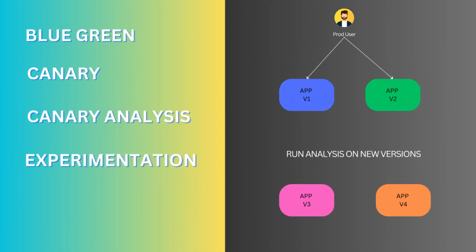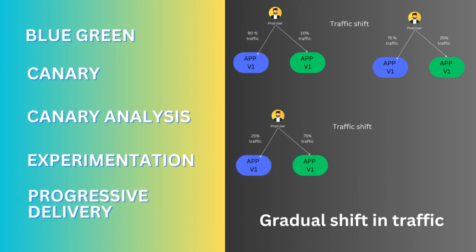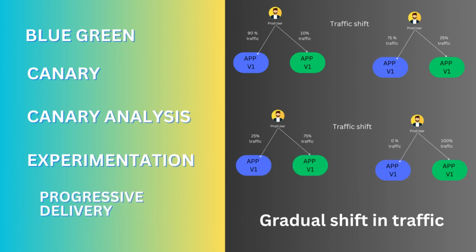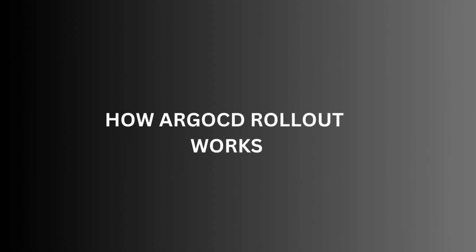ArgoCD Rollout provides configuration resource definitions using which a new version of the application can be deployed without affecting any existing user base. ArgoCD Rollout allows gradually rolling out updates to a large user group based on predefined metrics and criteria. But how is ArgoCD able to achieve this?